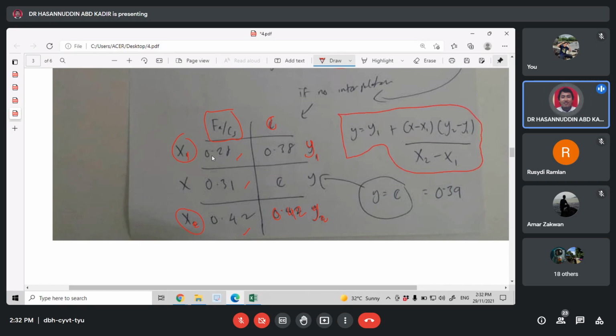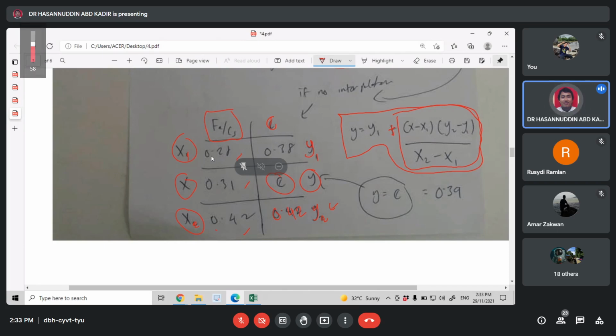You can copy this part. Before that, make a table like this so that it is easier for you to understand. We need to find the value of Y here, or the value of E, by Y1 plus X1, this one we add first. So this one is one section. Then X, this value of X minus X1, here 0.2. Then multiply with Y2 minus Y1, then divide by X2 minus X1.